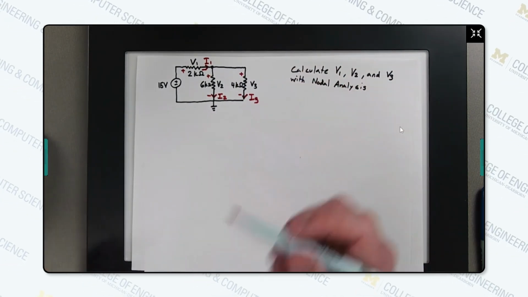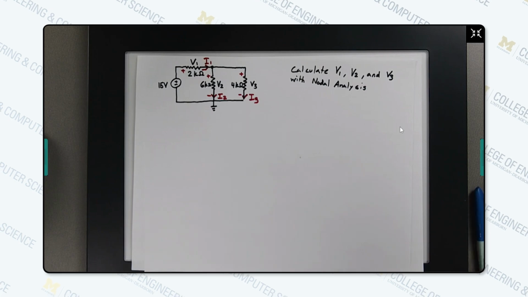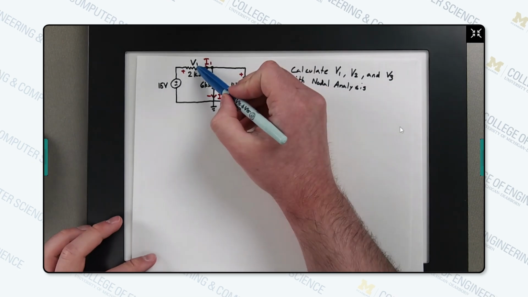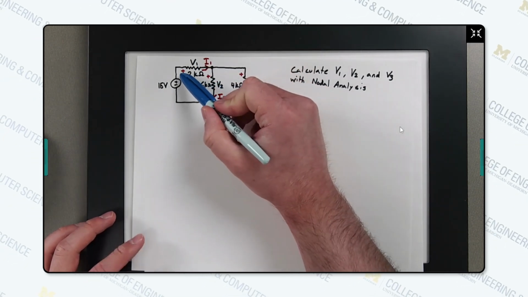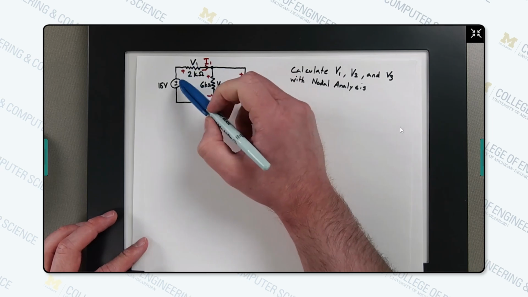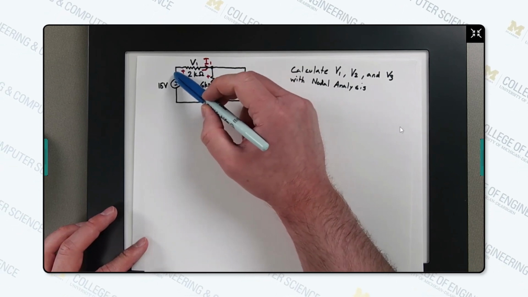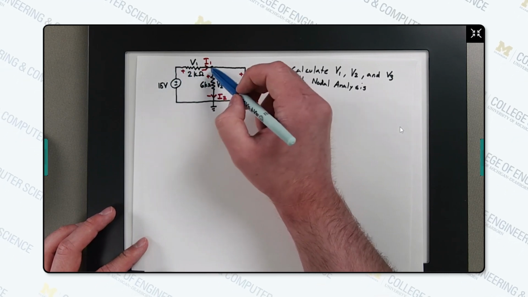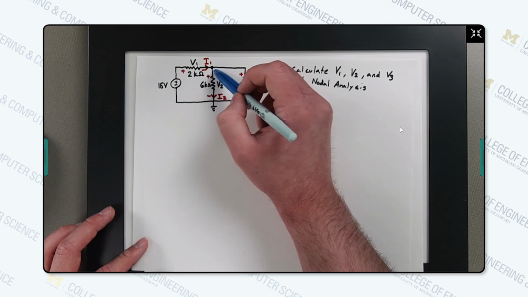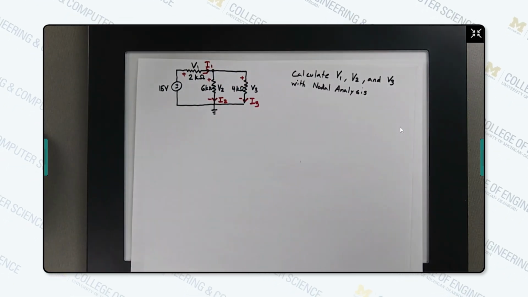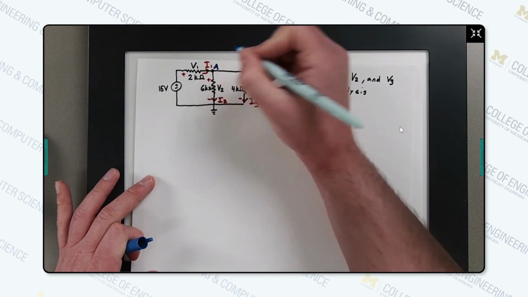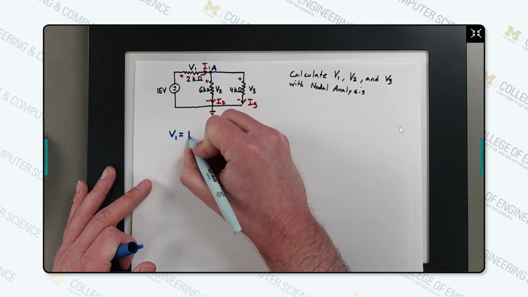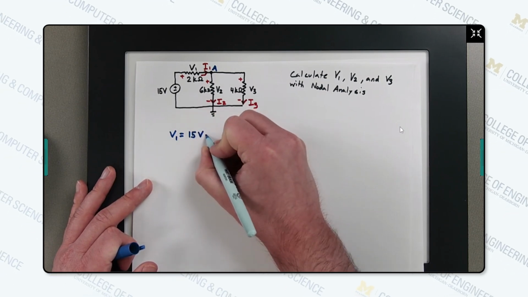The next step is to write V1, V2, and V3 in terms of nodal analysis. For V1, we want to take the voltage before it minus the voltage after it, right? Before V1, we have this 15 volt power supply, so the beginning would be 15 volts. This node right here, we don't know, so we can label it A. So writing V1, it would be V1 equals 15 volts minus VA.